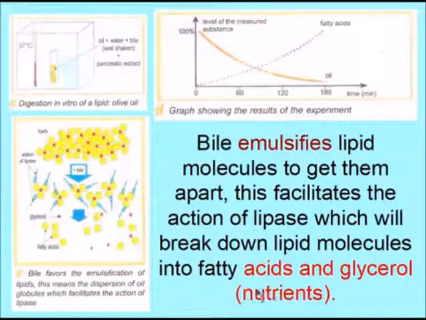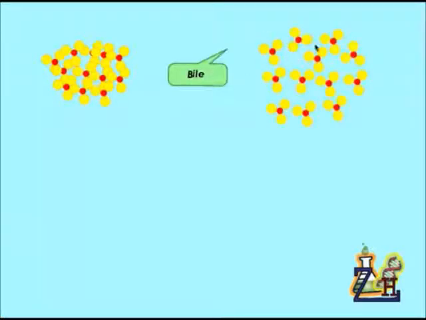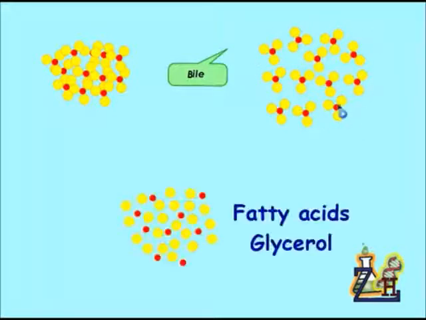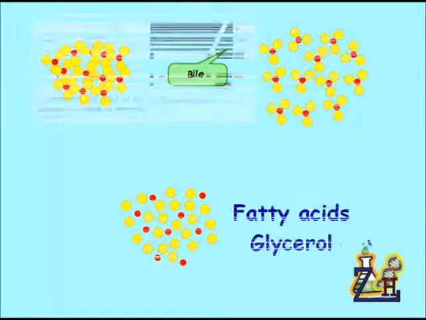These are the nutrients. If we want to understand more about what bile does, for example, this is a lipid cluster. Notice how the lipid molecules are stuck to each other. Bile comes and emulsifies them, makes them apart. It doesn't break them down. It's not an enzyme. It just breaks them away from each other. And then the lipase comes and separates the molecules and decomposes them into fatty acid and glycerol.